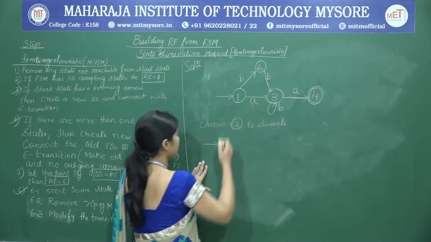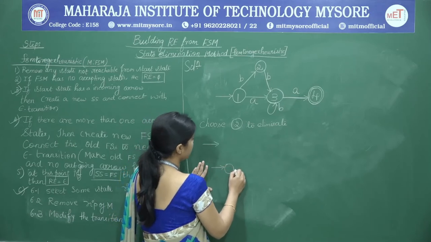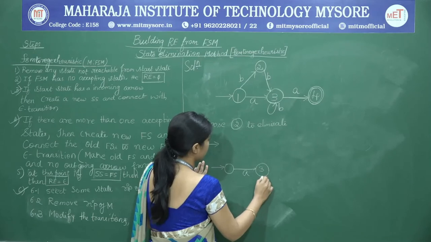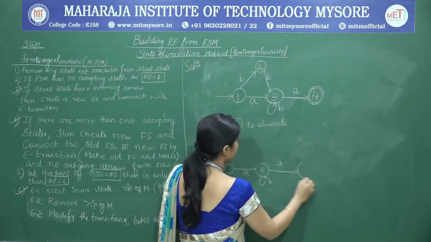So state 2 has to be eliminated, but then the transitions and the kind of strings that are accepted by this DFA should not change. So we'll write the rest of it as it is. So all this remains the same.